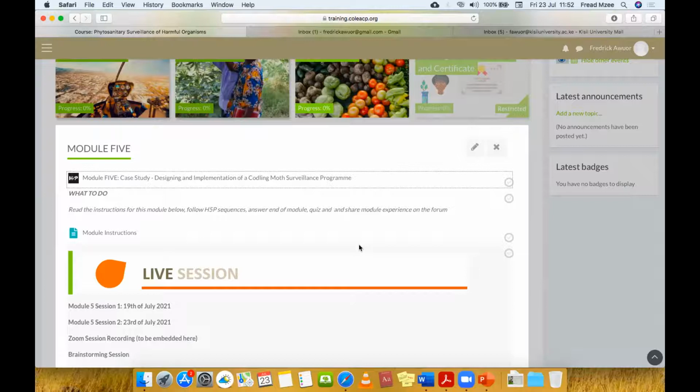So we consider that you most likely have experience designing and implementing a surveillance program for a pest or for pests. So in today's session, we just needed to reemphasize a few things and be sure that you are able to contextualize the surveillance program. And so Codling Moth was considered for this discussion.